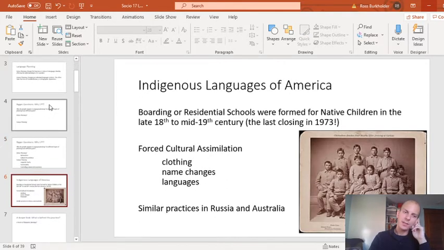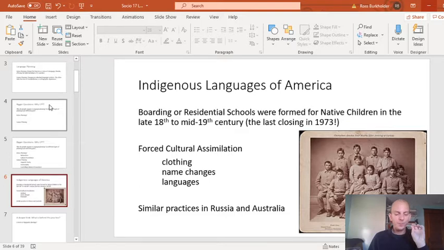So let's take a look at some case studies. We're going to start off with the United States, in the case of the indigenous languages of America, not the Americas, although to a certain extent this does go for the Americas as well. Here in the United States, there was a practice that we can see as a language policy and planning move, which was a boarding school and residential school system for Native children, for indigenous children.